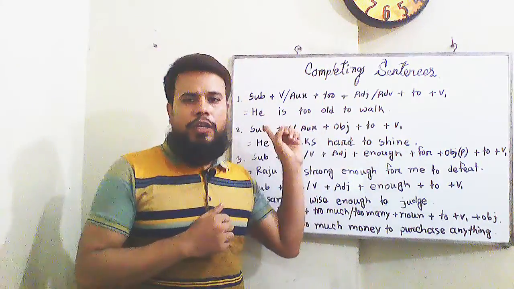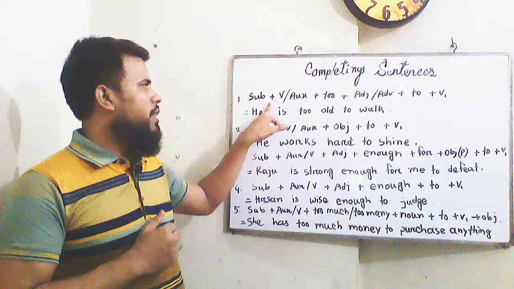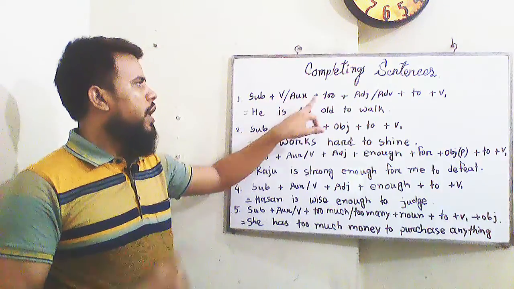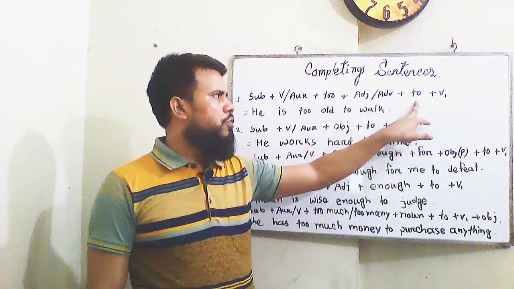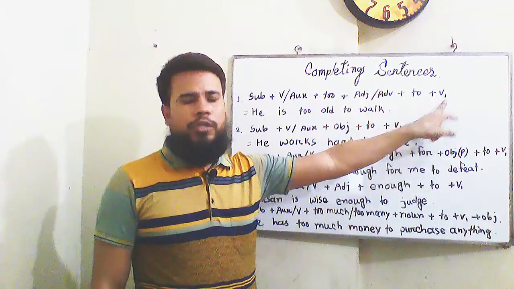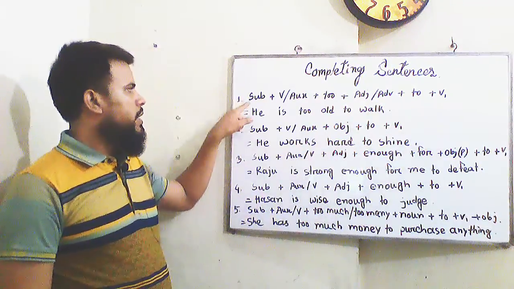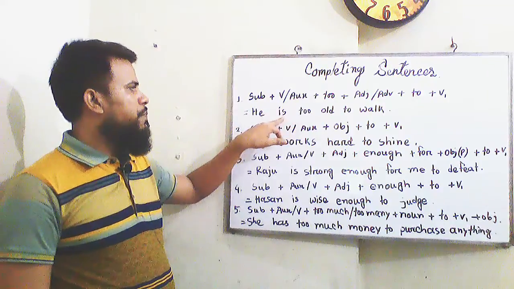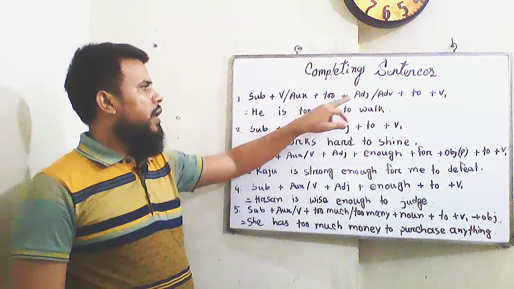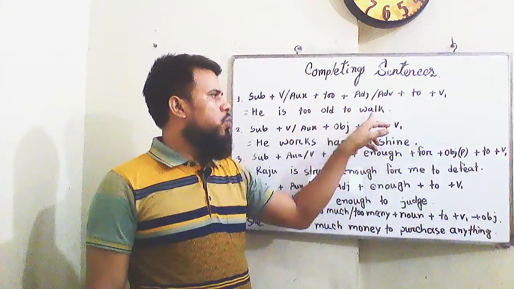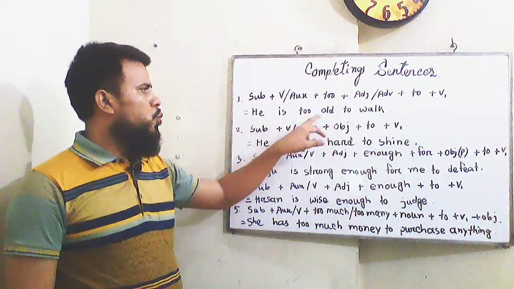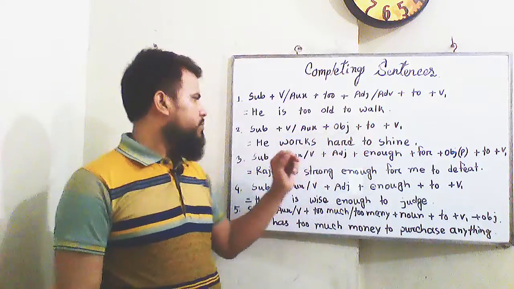My first rule is subject, and then main verb or auxiliary, and then too, and then adjective or a verb, and then to, and then verb 1. Such as subject he, auxiliary is, and then too, and adjective rude, to, verb 1 walk. That means he is too rude to walk.